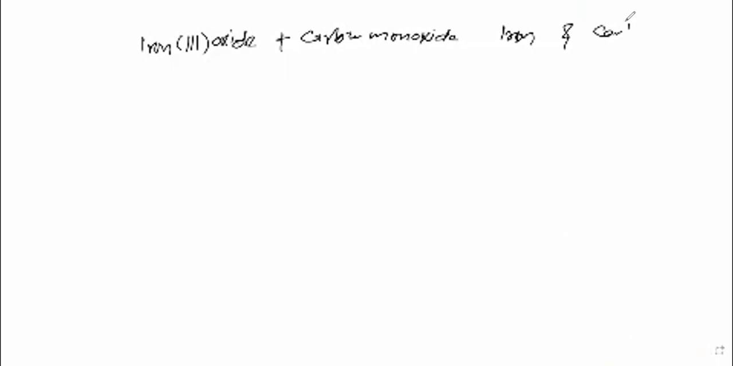The next thing that we need to know is writing an equation. Suppose in the given description, someone says that iron oxide, iron 3 oxide, okay, this is writing an equation from the description, reacts with carbon monoxide to form iron and carbon dioxide.